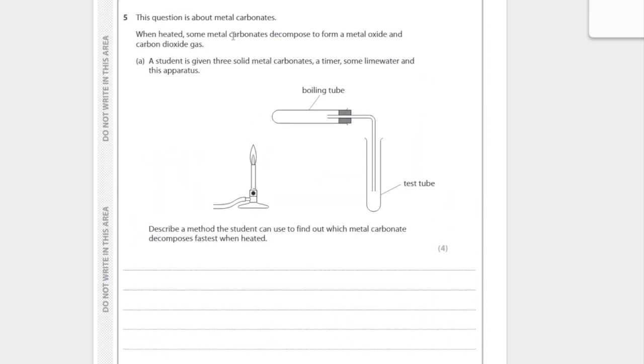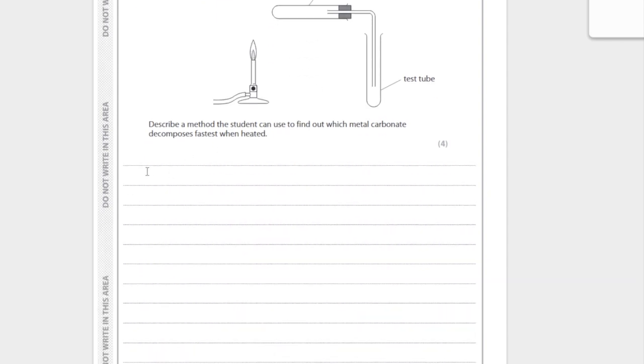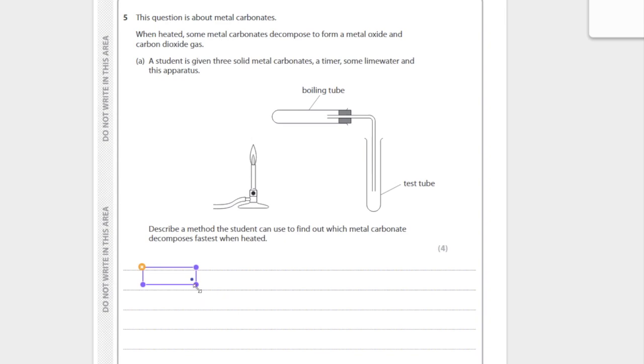So what do we have? The information that we have is that it decomposes to form metal oxide and carbon dioxide gas. We have lime water as well, and we know the test for carbon dioxide is with lime water. So how can we measure which decomposes the fastest? Lime water is probably the one that's going to help us the most.